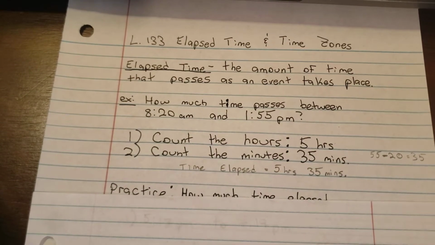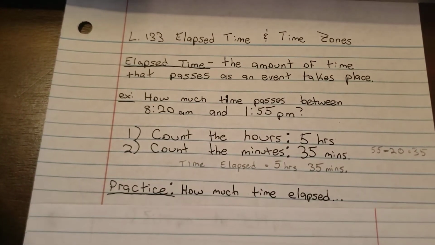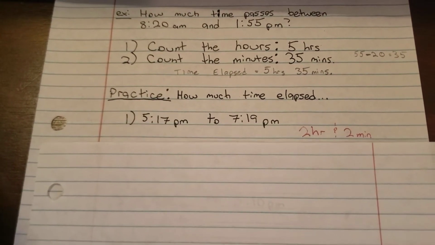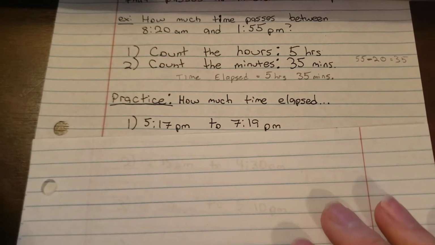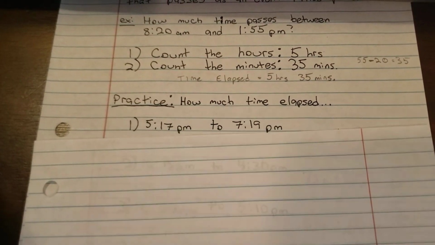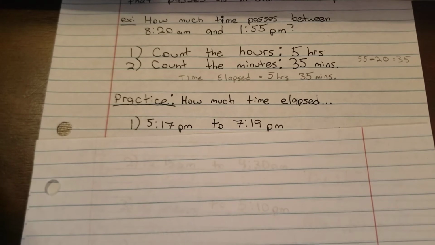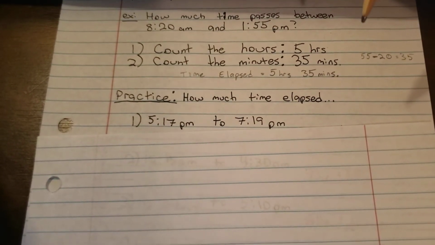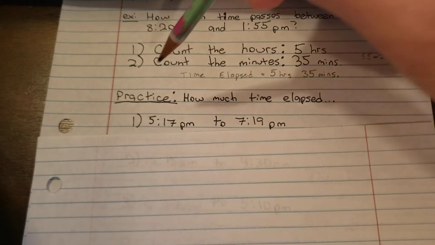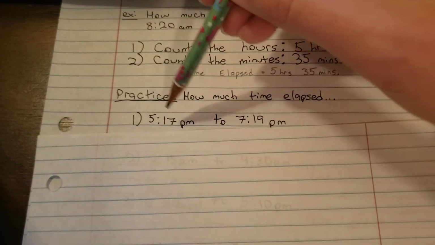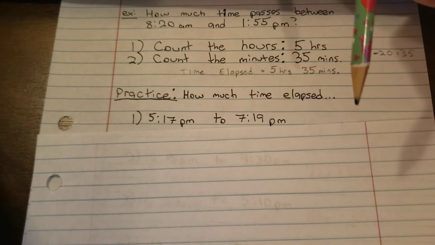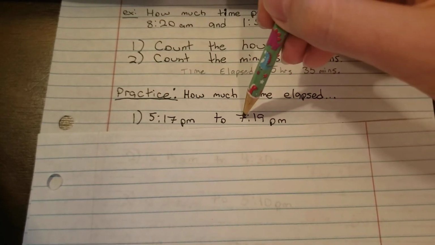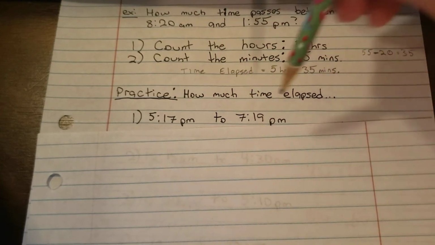Okay. This one will be for you guys. How much time has elapsed between 5:17 and 7:19? Now both of these are p.m., so we're going to assume they're the same day rather than 5:17 yesterday and 7:19 today. So again, count the hours. There's 2 hours and 2 minutes.